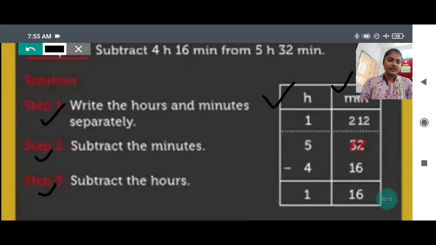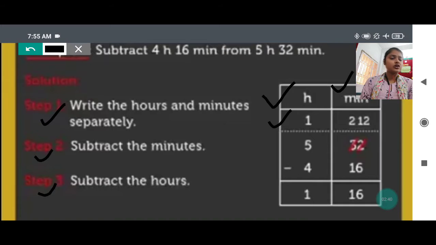Write the hours and the minutes separately. If seconds are also there, then you will make one more column for seconds also. Then we will put down the numbers. The first column you will leave for writing the carry numbers, okay, which you will get, and then after that you will start writing. I have written 5 in the hour column and 32 in the minute column. In the same way I have written 4 in the hour column and 16 in the minute column. Then after that I will subtract.